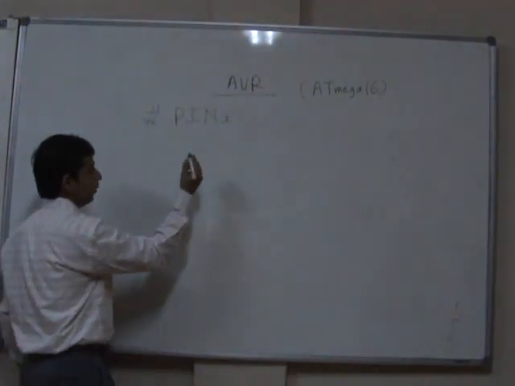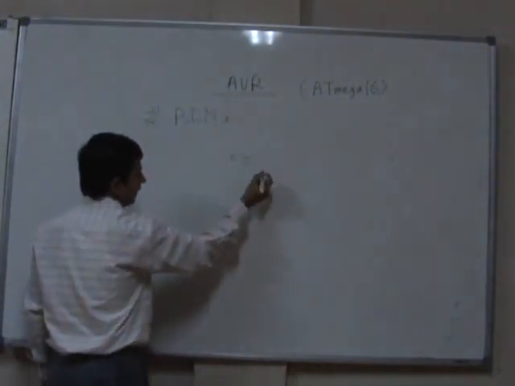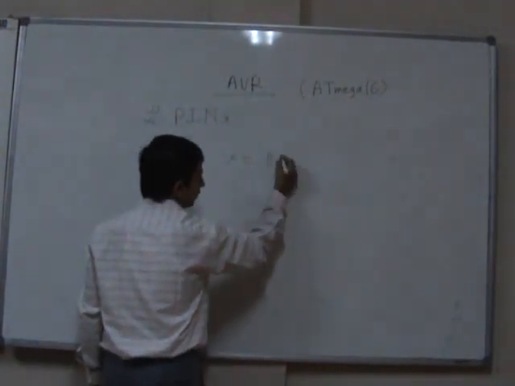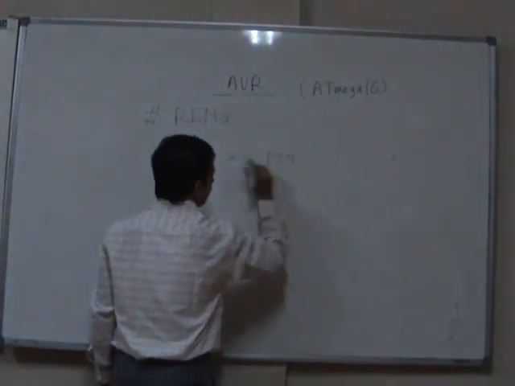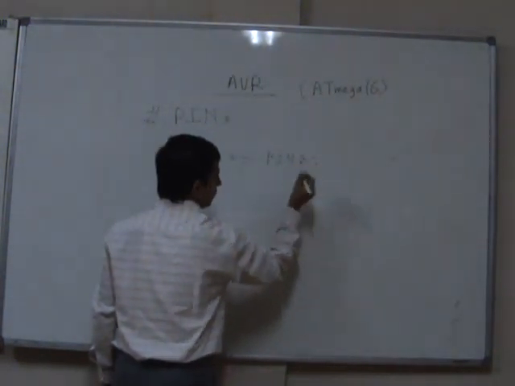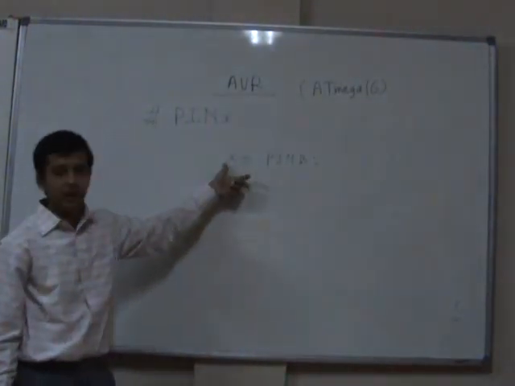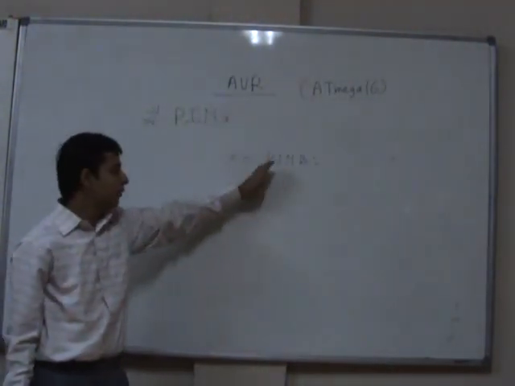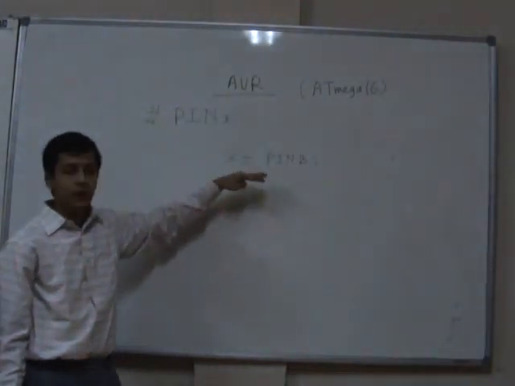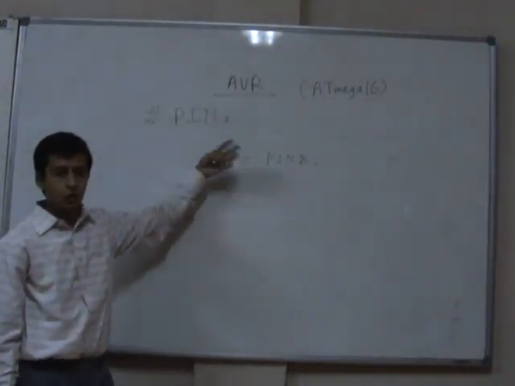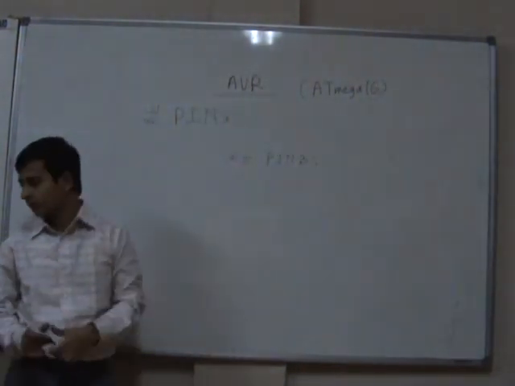Like for example, if you want to read the data from port B, how will you write? You can write X is equal to PINB. This will read the data from port B into the variable X. Obviously, before writing this instruction, you have to remember that you have to make port B an input port. If you don't, you won't be able to read the correct data from the port pins.